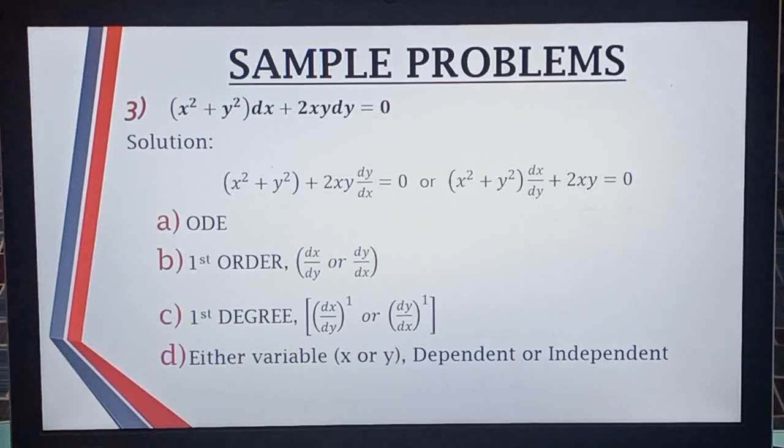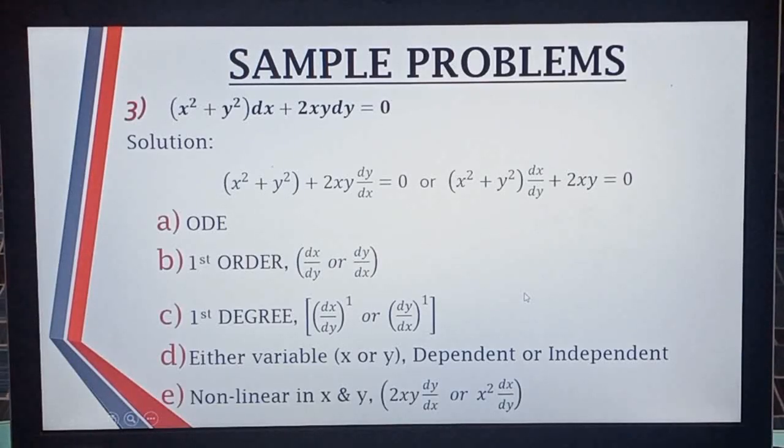Then identifying the dependent and independent variable. In this equation, if you will be having dy over dx, kasi pwede siyang in this form at pwede rin siyang in this form, so either variable x or y can be dependent or independent. In this equation, the independent variable is x and the dependent variable is y. But in this equation, the independent variable is y and the dependent variable is x. Then lastly, this is nonlinear in x and y. Why? If you will notice in this equation, you will be having 2xy dy over dx. Then, dito naman sa kabila, you will be having x squared multiplied to dx over dy.